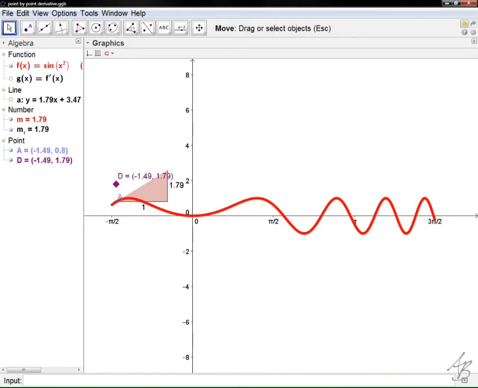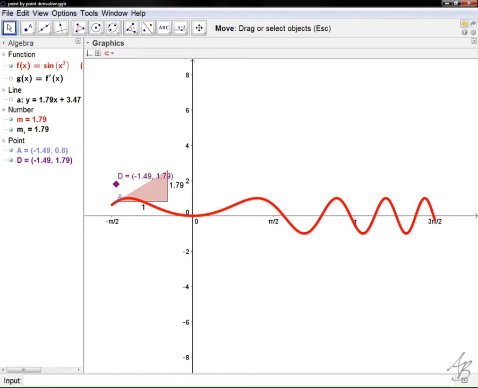It's the sine of x squared between negative pi over 2 and 3 pi over 2. It doesn't really matter what the curve is. What matters here, this little triangle here, that's showing us what the slope of the curve is at that point, or the slope of the tangent line at that point. So at this point right here, the slope is 1.79.